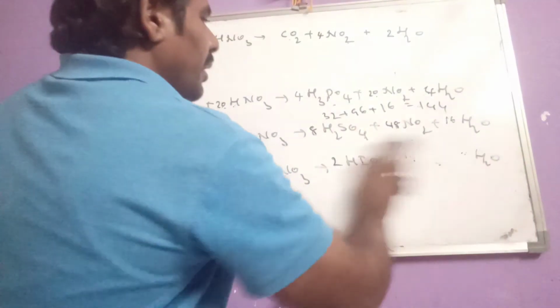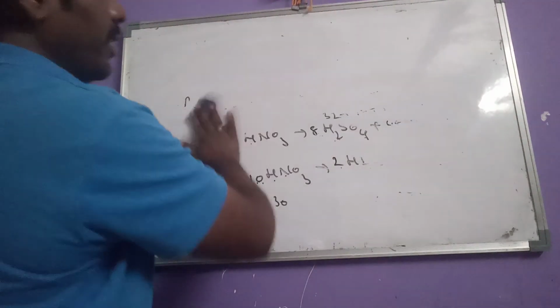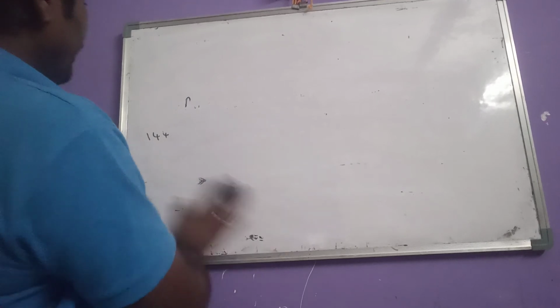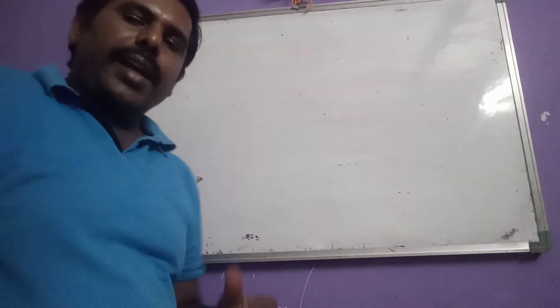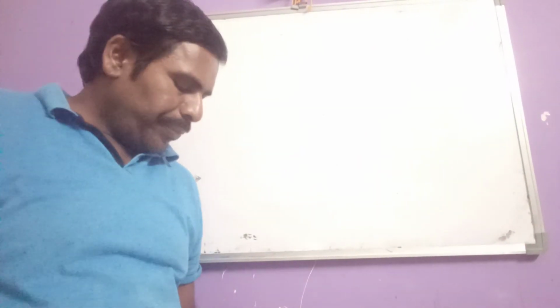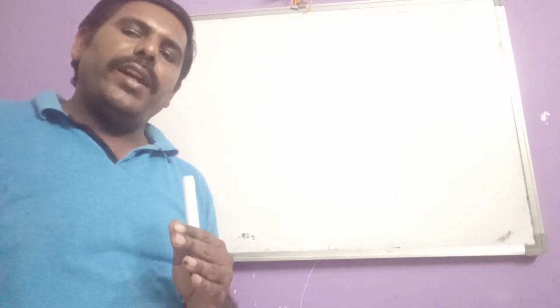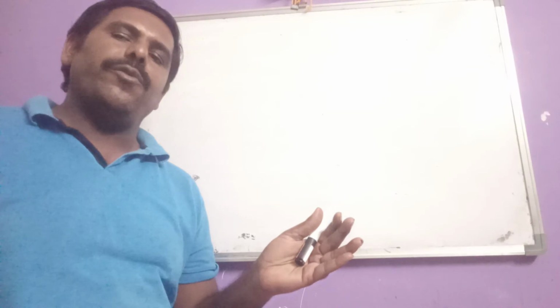Okay, then graphite when treated with HNO3, graphite is oxidized to CO2. But diamond doesn't react with HNO3. Diamond doesn't react with HNO3, but graphite when treated with HNO3 oxidizes to CO2.